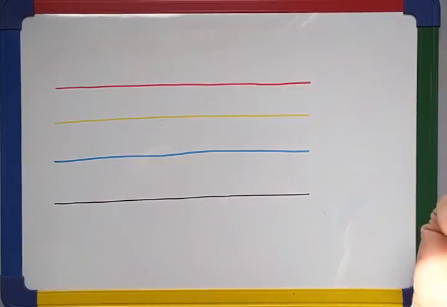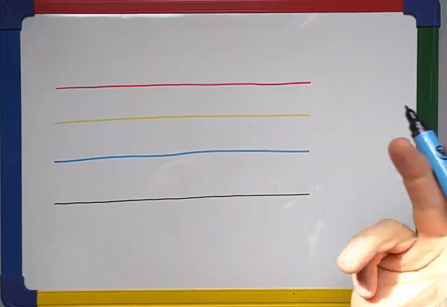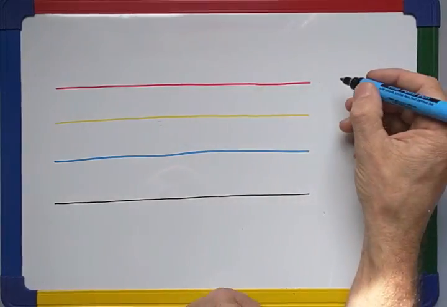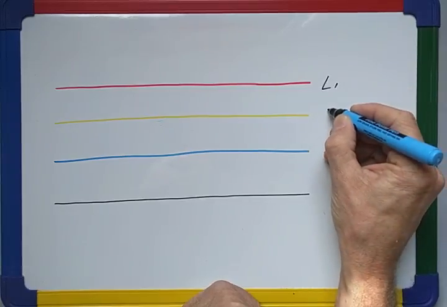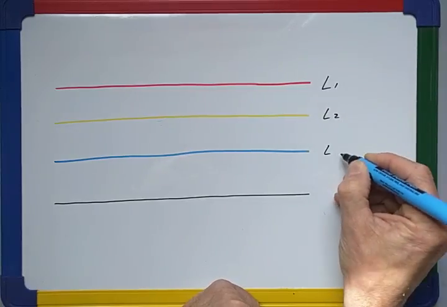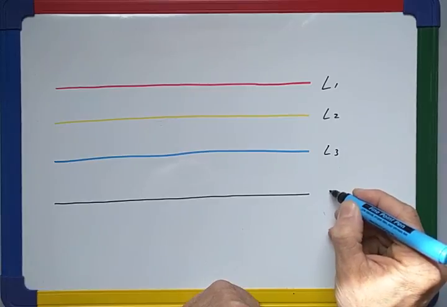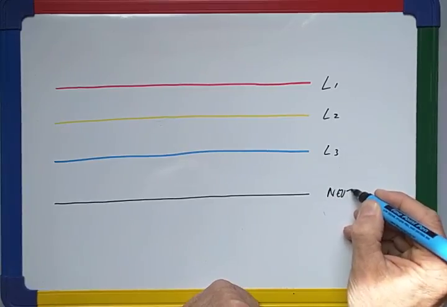Okay, so a three-phase supply is made up of 4 cables, 3 of which are live. So we can call those live 1, live 2, live 3, and then the 4th one is a neutral.